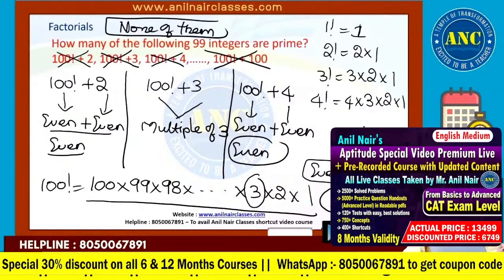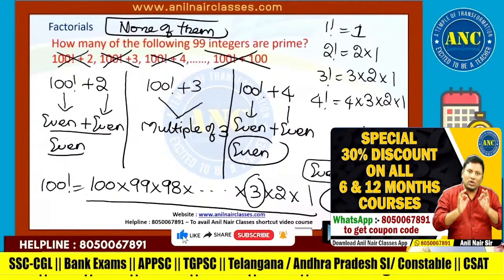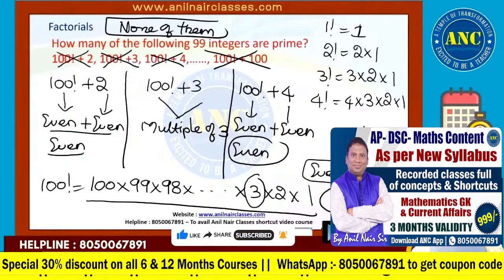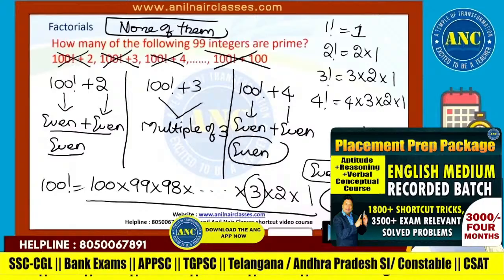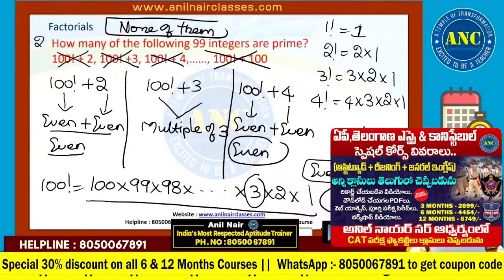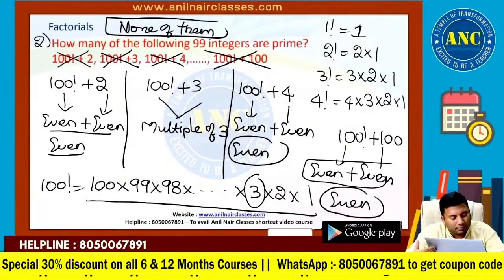Excellent, very good question which combines the definition of a prime number and adding two numbers which are divisible by another number. If I add two numbers which are divisible by 3, answer will be divisible by 3. If I add two numbers which are divisible by 5, answer will be divisible by 5. That concept I used. Second question, a basic question but a very good conceptual question. I hope this question is clear to you.